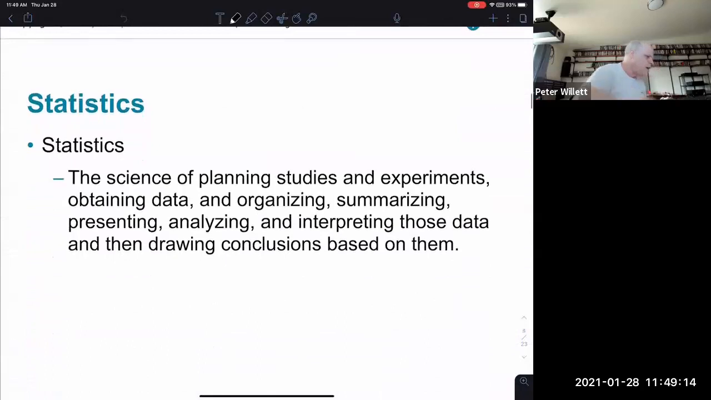All right, so now let's say data is a collection of observations. Statistics is the science of planning studies and experiments, of obtaining data, organizing and summarizing that data so that you can present it and analyze it, and then interpreting those data results so that you can draw conclusions based on them. And so this is a nice overall picture of statistics. You can see that in general, this is the big word. This is the purpose of the whole semester.